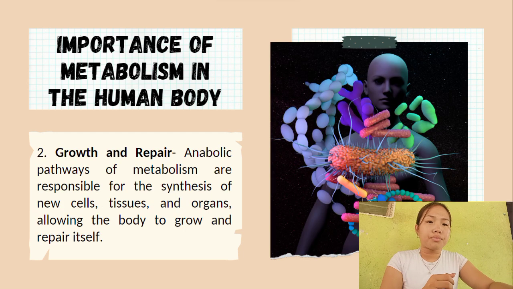So next is the growth and repair. So the first importance of metabolism is the energy production. Then second is the growth and repair. The anabolic pathways of metabolism are responsible for the synthesis of new cells, tissues, and organs, allowing the body to grow and repair itself, such as the process of muscle growth after exercise, where protein synthesis leads to the formation of new muscle fibers.